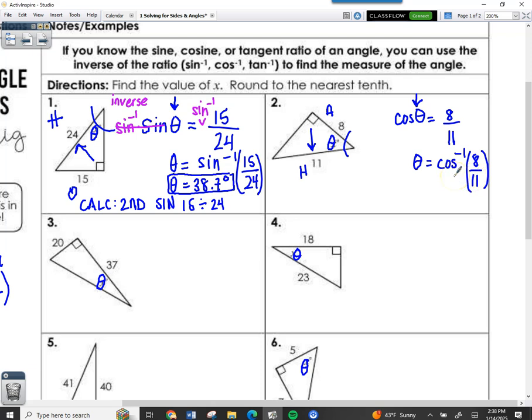Now you can't just bump cosine over to the other side as regular cosine. The only way it appears over there is with that little -1 because it was the inverse. It wasn't the regular cosine. And then what'd you get?